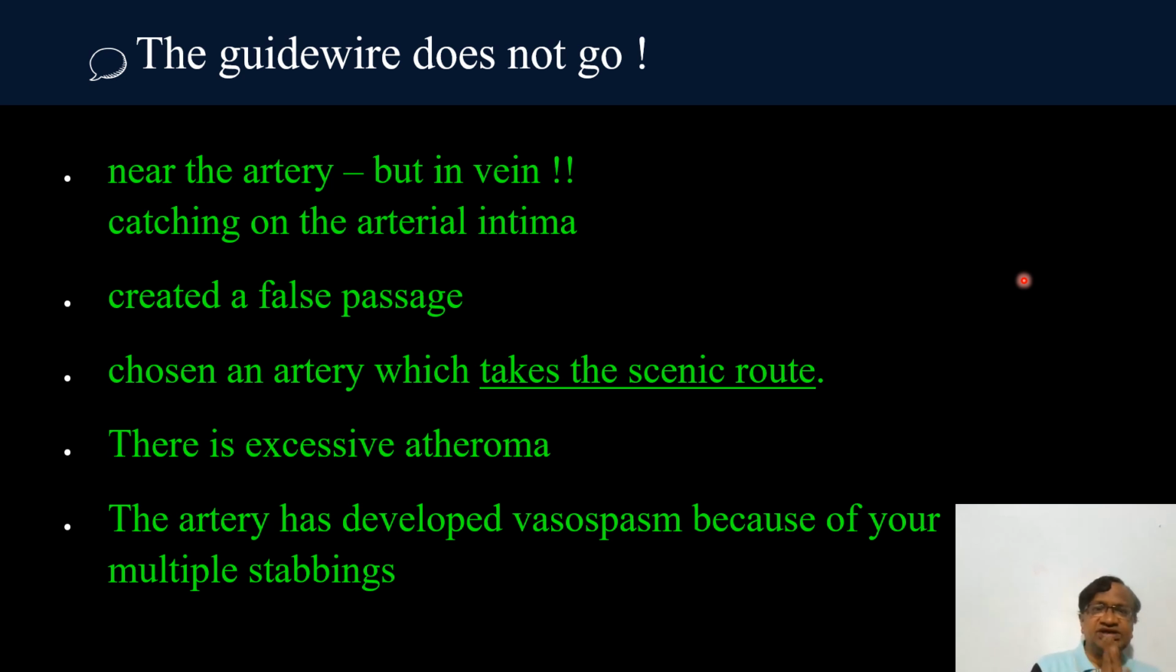If the guide wire doesn't go into the artery but into the vein, catching on the arterial intima, we have created a false passage. Or we have chosen an artery which has a scenic route, there is excessive erythema, or the artery has developed vasospasm because of multiple stabbings. These are all the common problems. That is why we can put slightly local anesthetic without adrenaline to decrease the vasospasm. We have created a false passage.